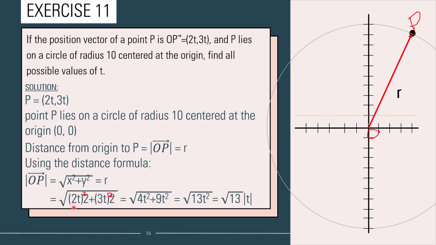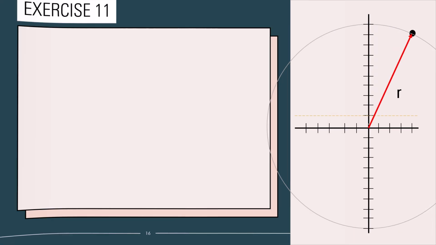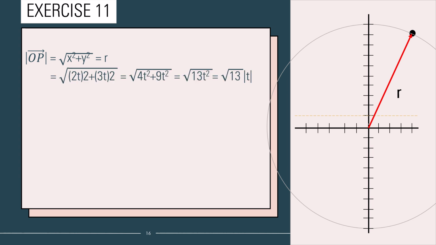So it is (2t) square plus (3t) square, which is 4t square plus 9t square. Root of this will be root 13, and t square becomes mod t, so it is root 13 mod t. This is what we got. This magnitude OP is equal to the radius. So therefore, root 13 mod t is equal to r, which is equal to 10.